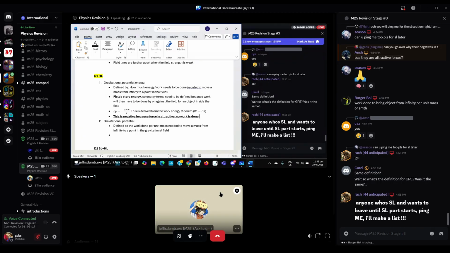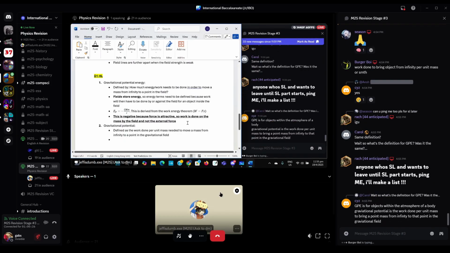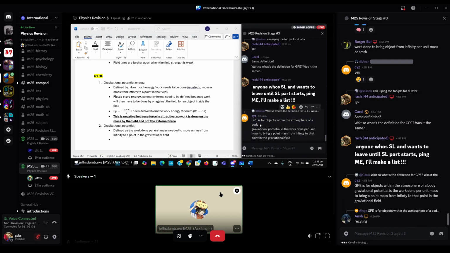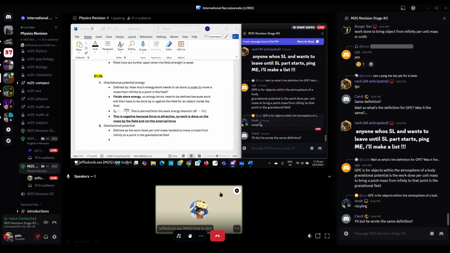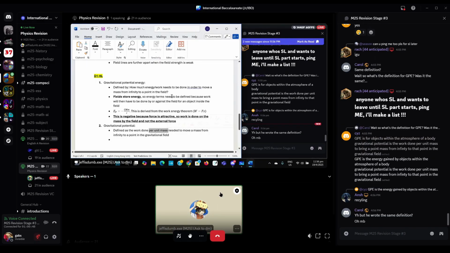GPE is not only for objects within the atmosphere. No, I said work done per unit mass for gravitational potential. It's not the same definition, so I'll highlight it just in case.